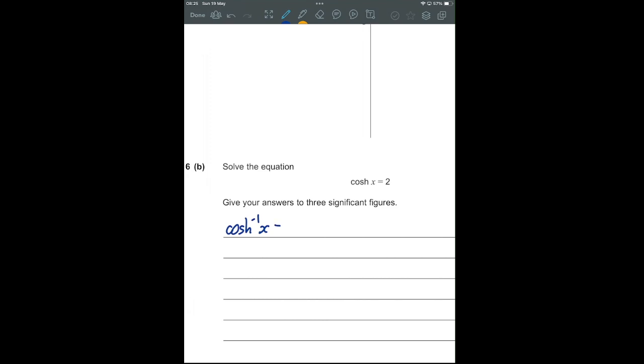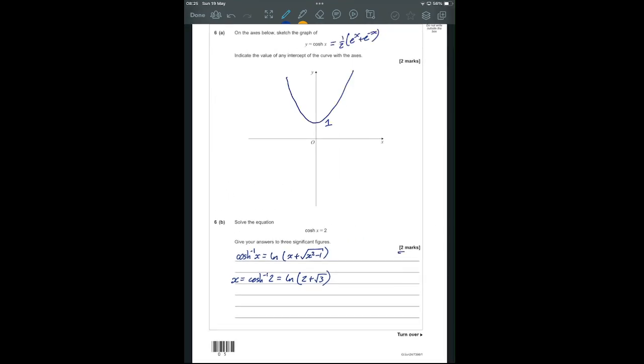inverse of x is equal to ln of x plus the square root of x squared minus 1. We want the cosh inverse of 2, so going for ln of 2 plus the square root of 2 squared minus 1, which is ln of 2 plus root 3. But the thing you need to remember with that formula in the formula book is it only gives you the positive solution.